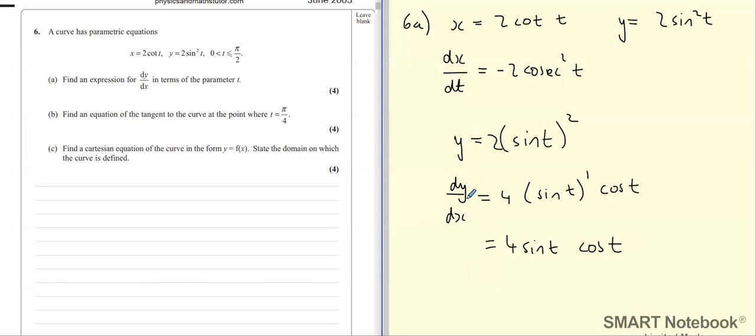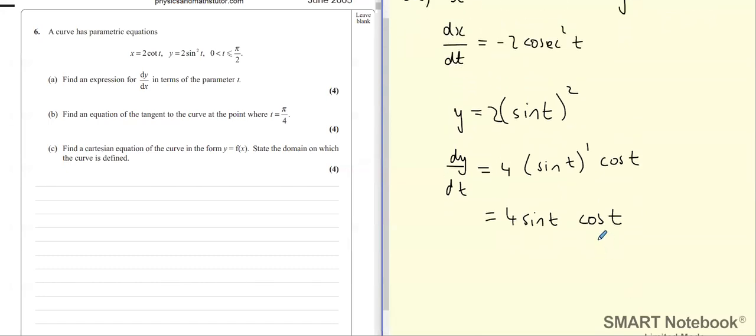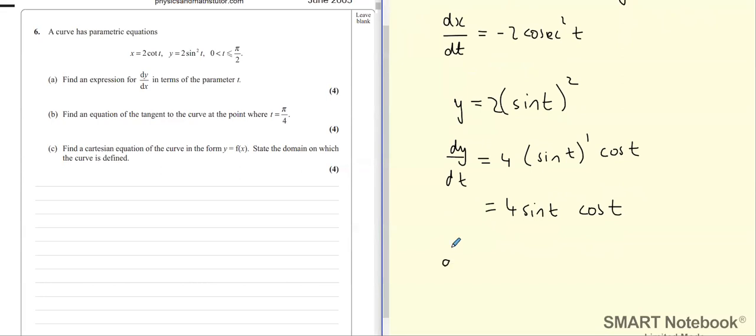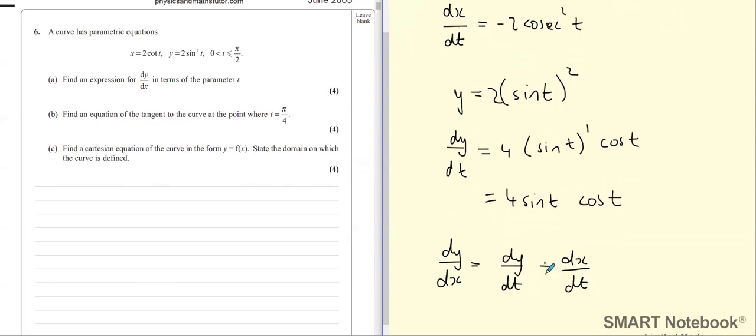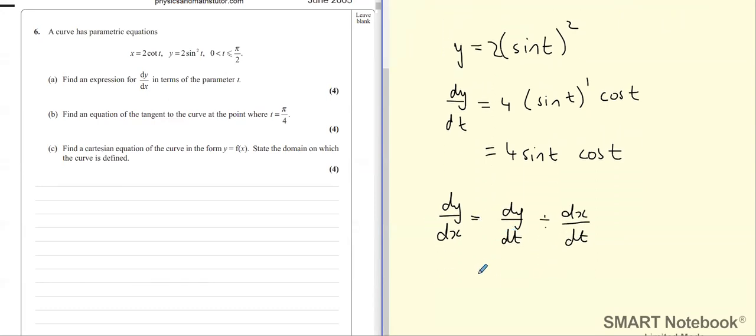Okay, so now I've got dy by dt, not dy by dx, I need to change that. I've got dx by dt, I've got dy by dt. What I'm going to do next is say dy by dx equals dy by dt divided by dx by dt. So now I've got 4 sine t cos t divided by minus 2 cosec squared t.